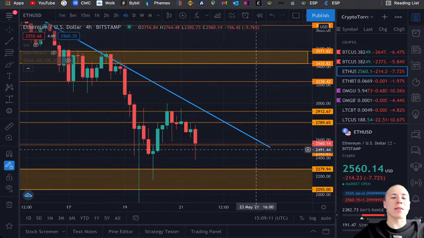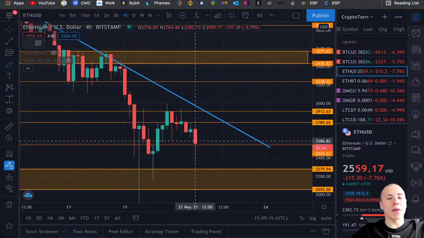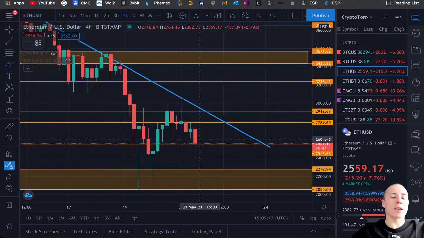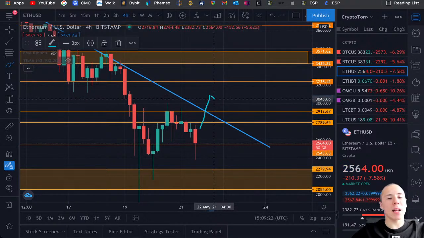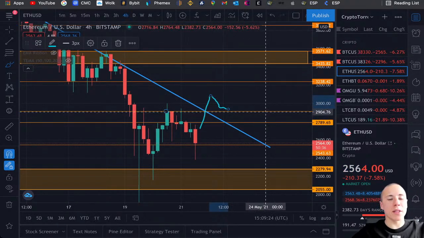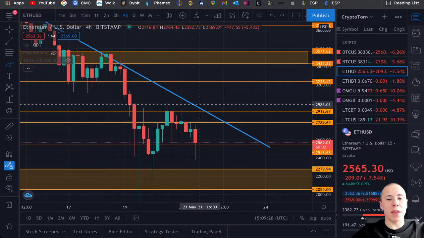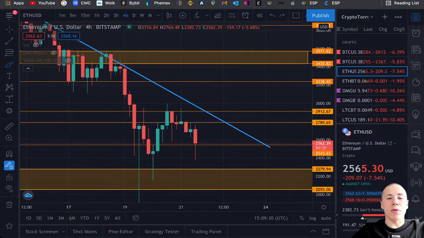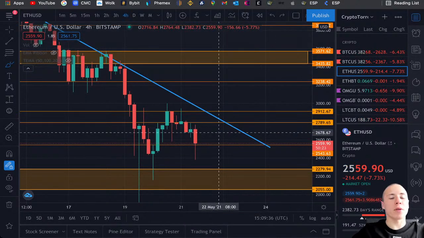And I personally think that this could be the point where Ethereum would be rejected, or Ethereum will break above this downward sloping resistance line and find support either on top of the downward sloping support line that it would become, or on top of the support that it will find on $2,912. So it could also be possible that Ethereum will find support right on top of that.